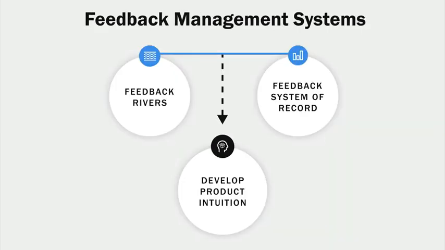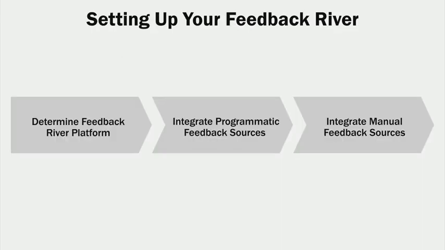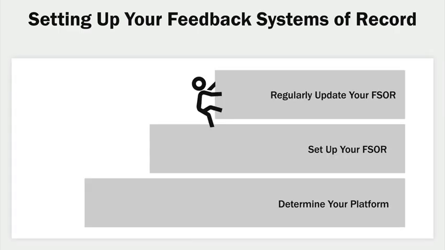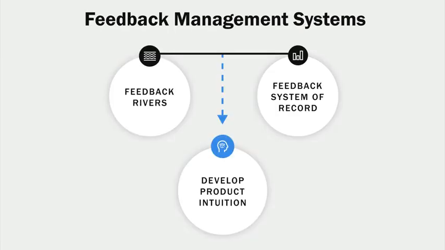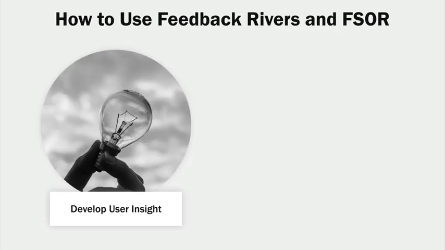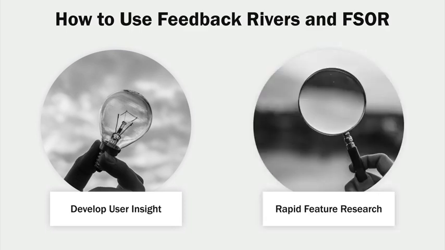In the previous two lessons, we covered how great PMs create feedback rivers and feedback systems of record to get past these challenges. We explained the three-step process for setting up feedback rivers, as well as the three-step process for setting up feedback systems of record. In this lesson, we'll go more deeply into how to use these systems. There are two ways you can immediately put these systems to use: developing user insight and rapid feature research.